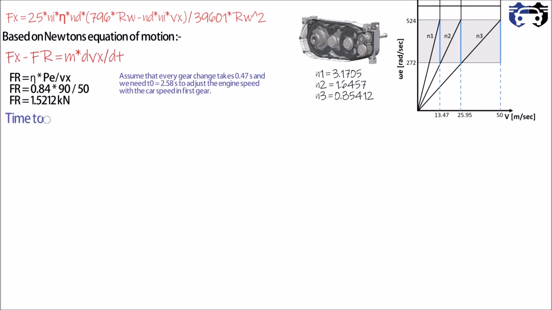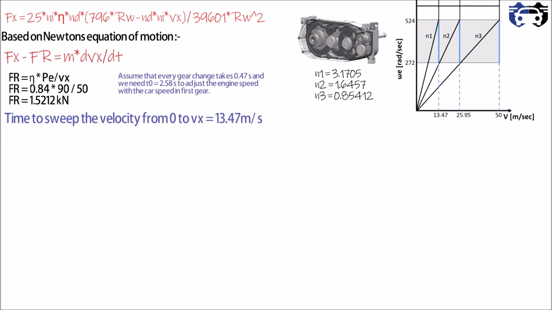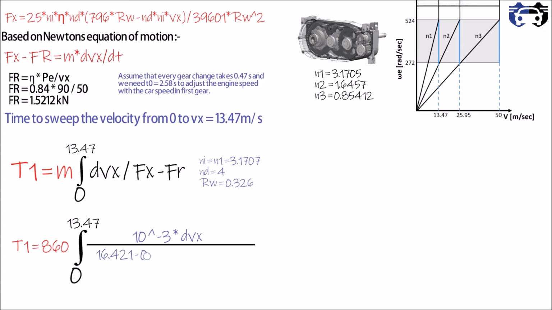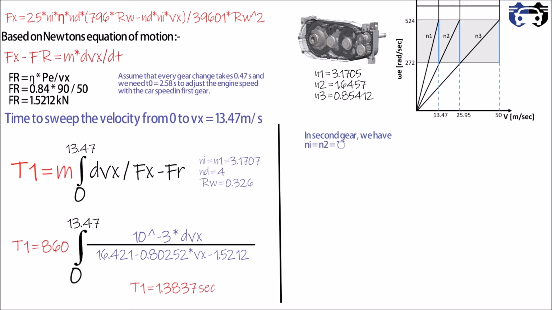So, the time to sweep the velocity from 0 to Vx equals 13.47 meter per second can be calculated by the above equation. We can write T1 equals mass multiplied by the integration from 0 to 13.47 meter per second of dVx divided by Fx minus Fr. In first gear, we have Ni equals N1 equals 3.1705, Nd equals 4 and Rw equals 0.326. On putting all these values and substituting Fx minus Fr in the equation, we get T1 equals 1.3837 seconds. In second gear, we have Ni equals N2 equals 1.6457.